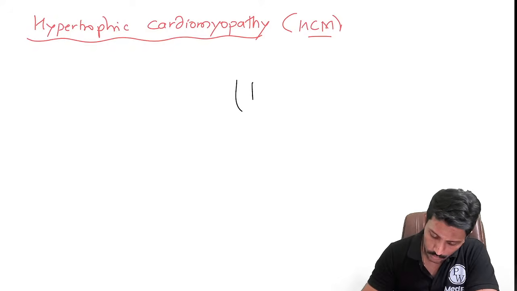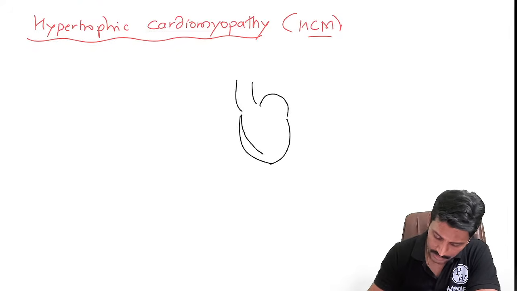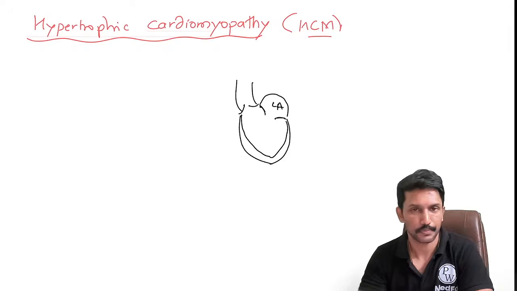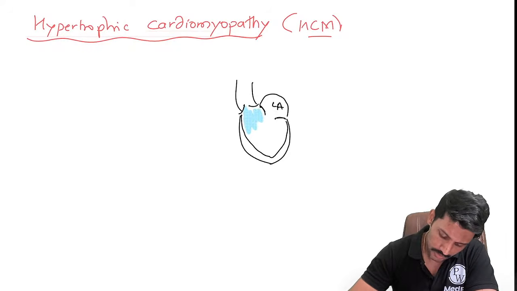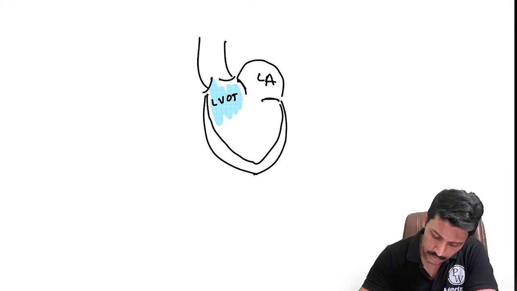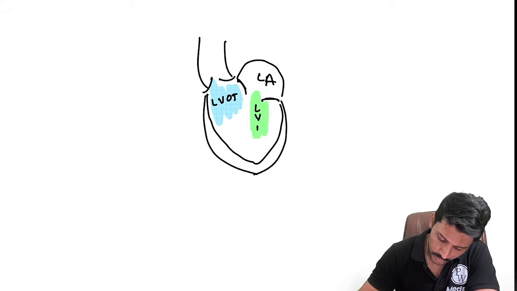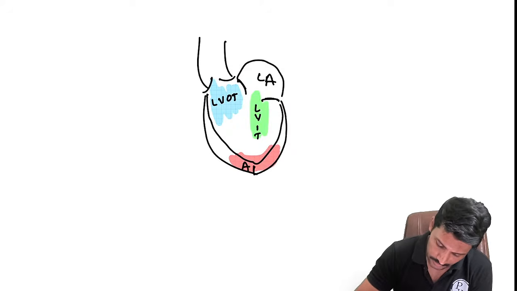So if you look at the heart, you have this left side of the heart which gets predominantly affected here in hypertrophic cardiomyopathy. Let us say this is left ventricle, this is left atrium, and here you will have the mitral valve, here you will have the aortic valve. The place through which the blood moves into the aorta is called the left ventricular outflow tract. The place where blood flows into the left ventricle, this part of the left ventricle is called the left ventricular inflow tract. And this part of the left ventricle, which is the tip, is called the apex.